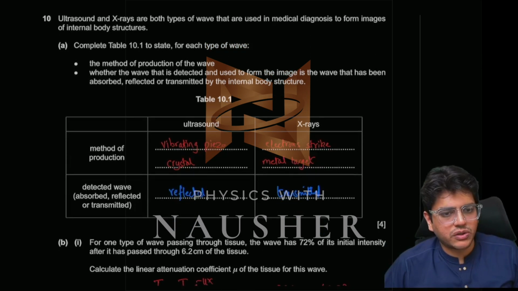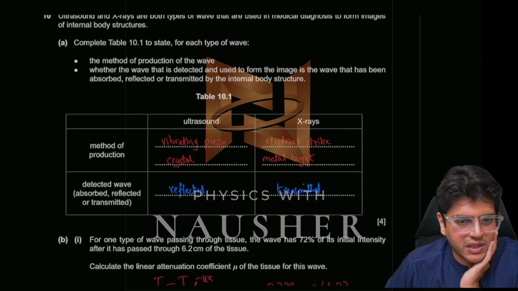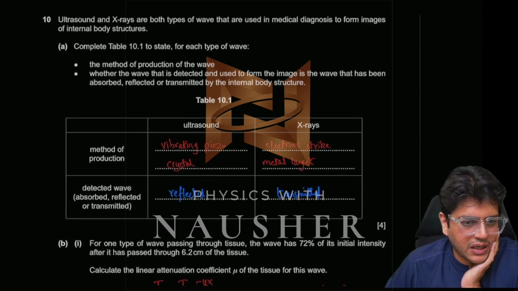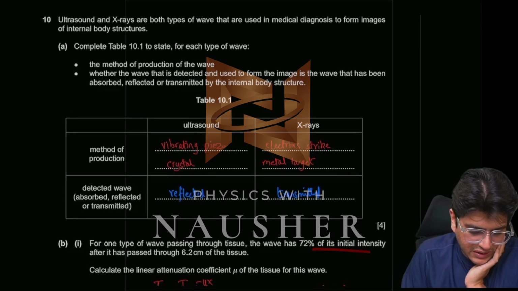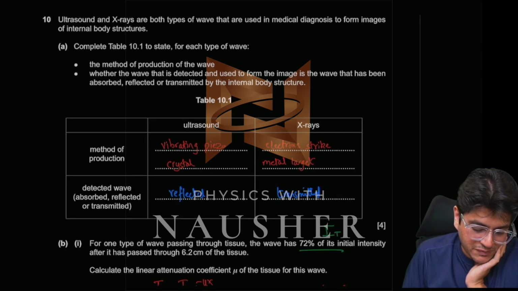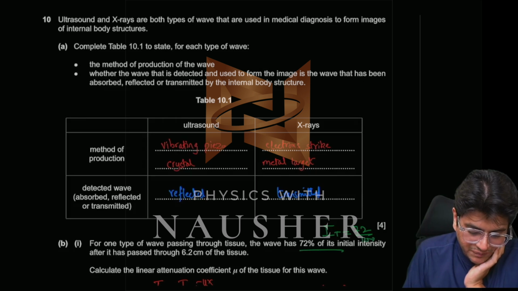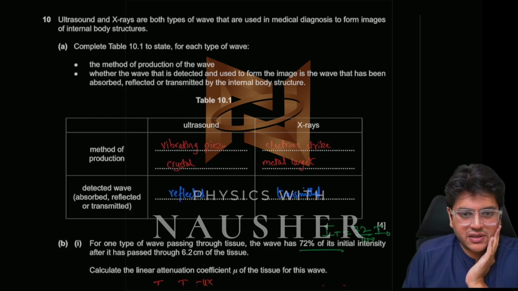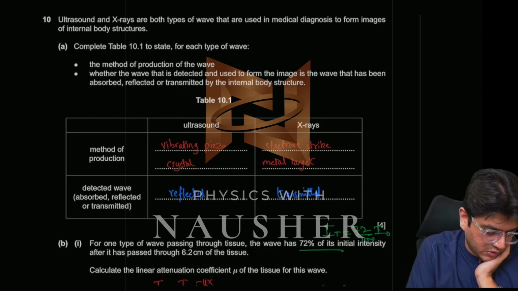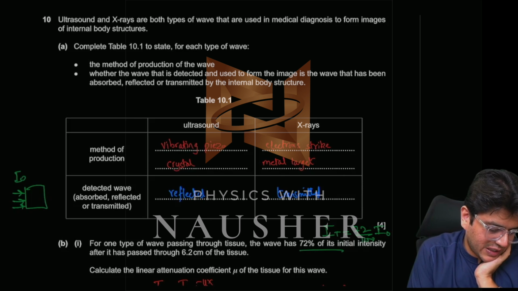For one type through the tissue, the wave has 72% of its initial intensity pass. Try to understand that 72% of your intensity has passed. So this is transmitted. Transmitted intensity is 72% of the incident intensity. Look, this is the tissue. The intensity that came in was I naught, and the intensity that has passed is definitely less, so it's 72%.